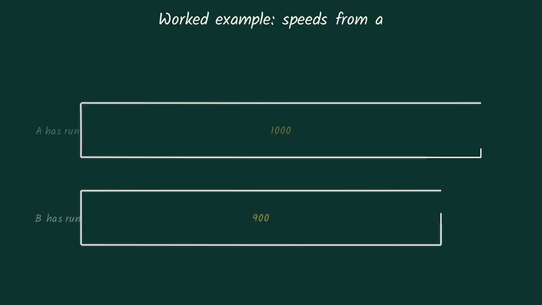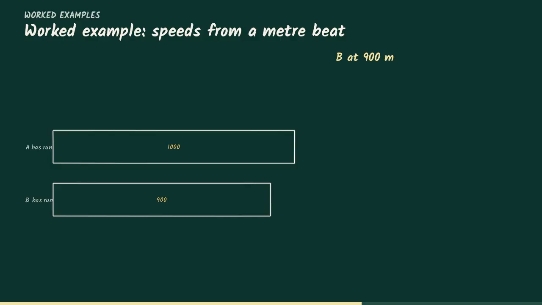A's speed is 1,000 over 110 meters per second. B's speed is 900 over 109 meters per second. Ratio check. 1,000 to 900 is 10 to 9. A is 10 meters per second. B is 9 meters per second.